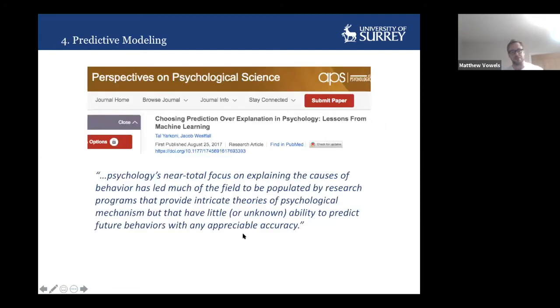Okay, so that was the whistle-stop tour of the workshop last time. Now I want to present to you the opportunity to maybe leverage some prediction. There's a nice paper by Tagliabue and Jacob Westphal, and there's a quote from there where they say, psychology's near total focus on explaining the causes of behavior has led much of the field to be populated by research programs that provide intricate theories of psychological mechanisms, but that have little or unknown ability to predict future behavior with any appreciable accuracy.